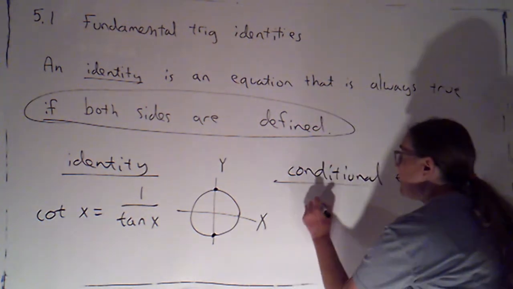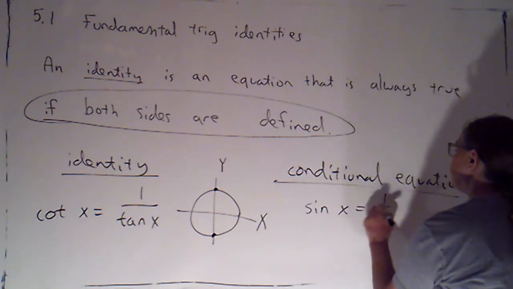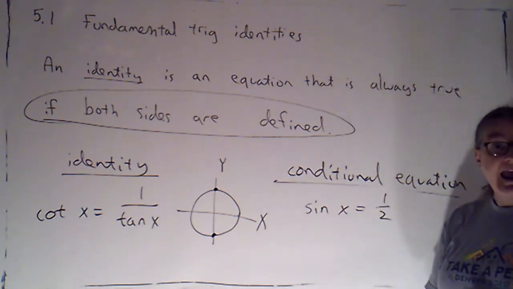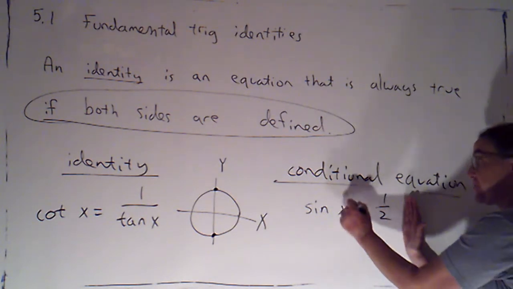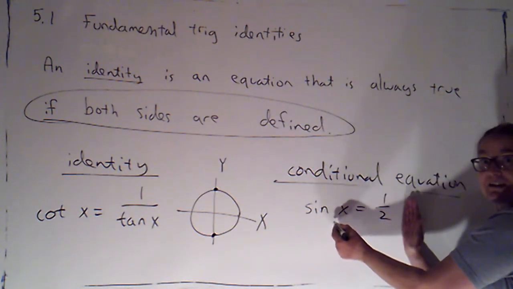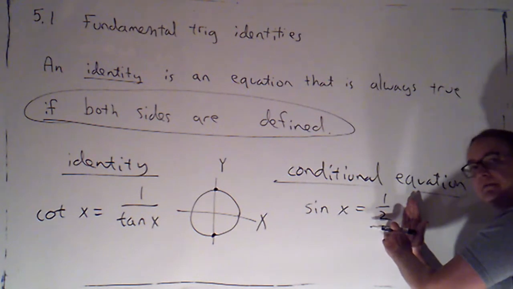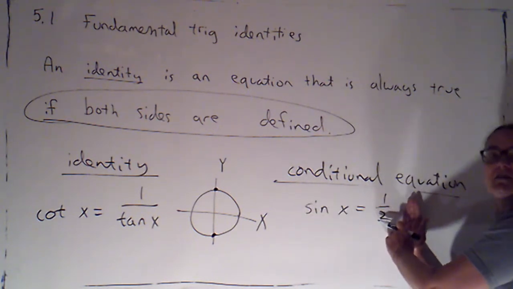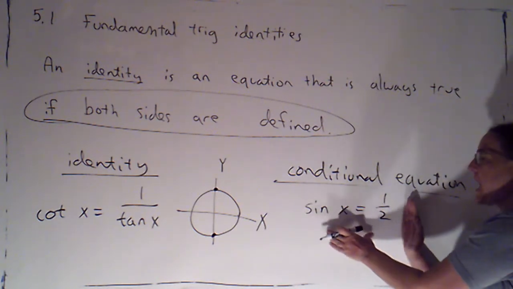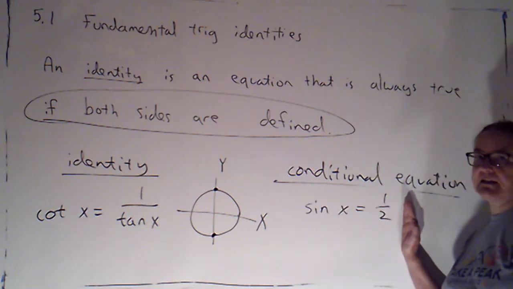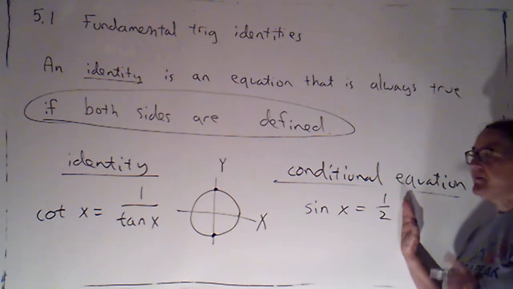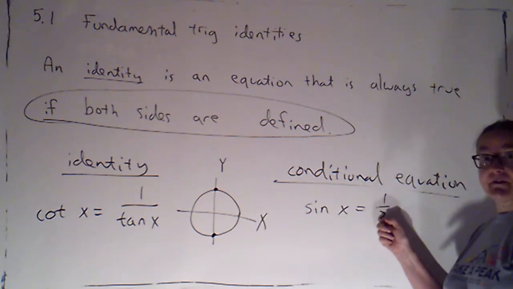A conditional equation might be something like this. Sine of x is equal to 1/2. Okay. Now, that's sometimes true, but it's only true for certain values of x. Okay. At the end of this chapter, we're going to be solving conditional trig equations. I will just point out right now, this equation has infinitely many solutions because this is a positive number.